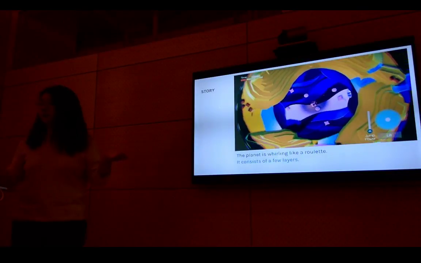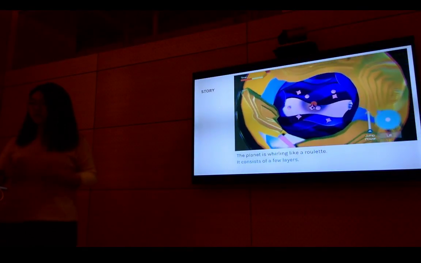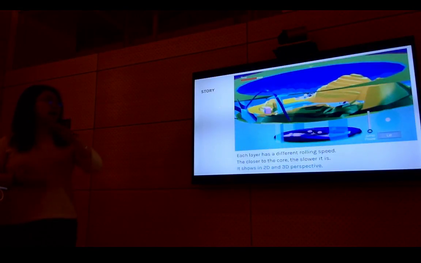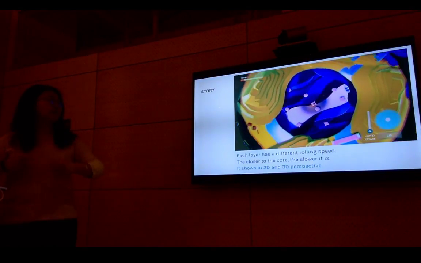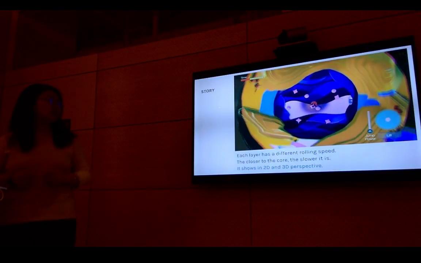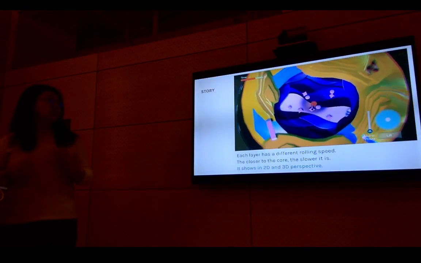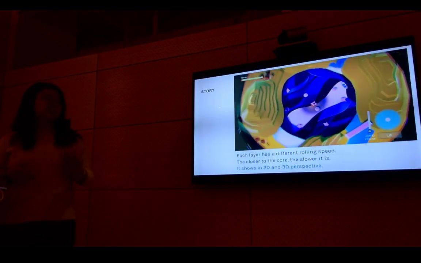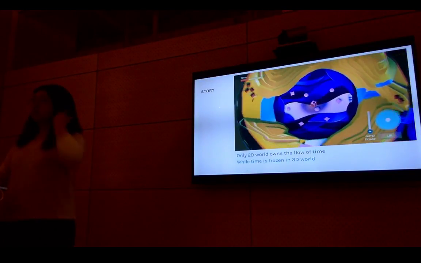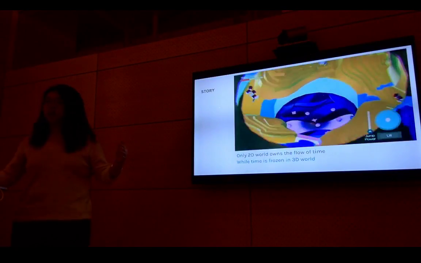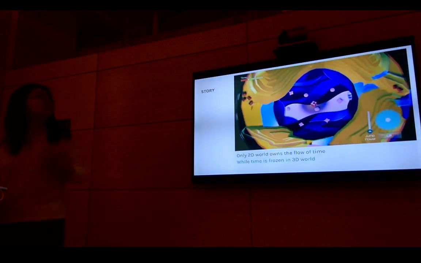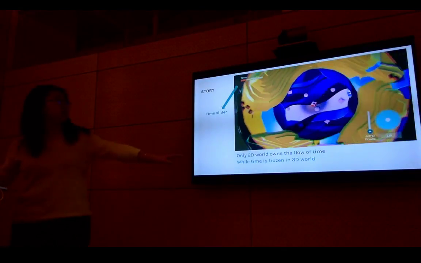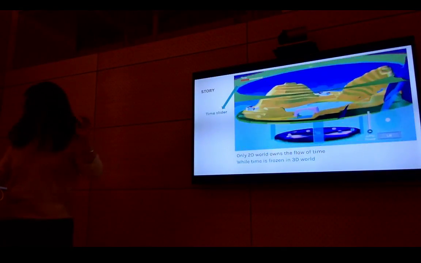The story is like the planet is rolling like a ruler. It consists of a few layers, and each layer has a different rolling speed. The higher layer rotates quickly, but the lower layers rotate very slowly. So the closer to the core, the slower it is, and it shows in the 2D and 3D perspective, which can be transferred by the player. Also, the 2D world flows in time, while time is frozen in the 3D world. If you see the time slider, you will see that when it transfers to 3D, the time will stop.